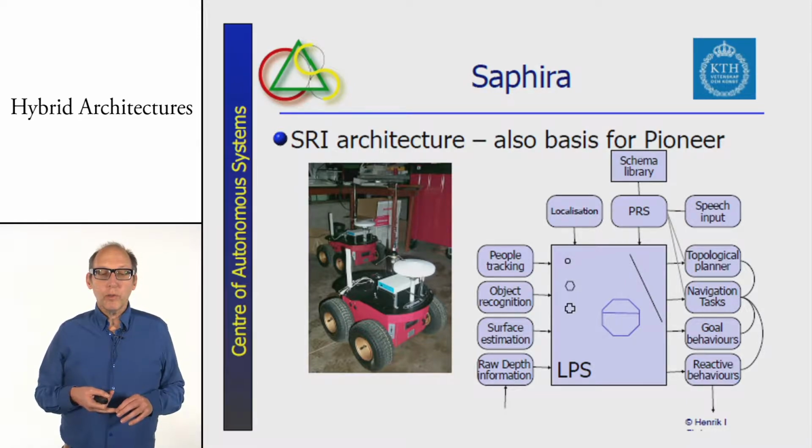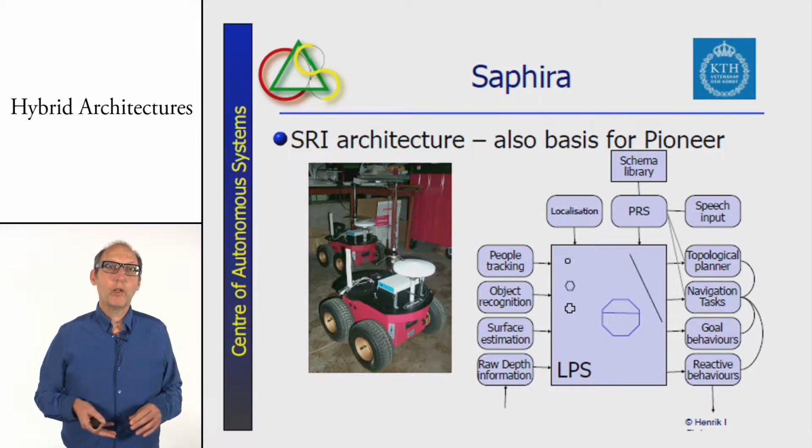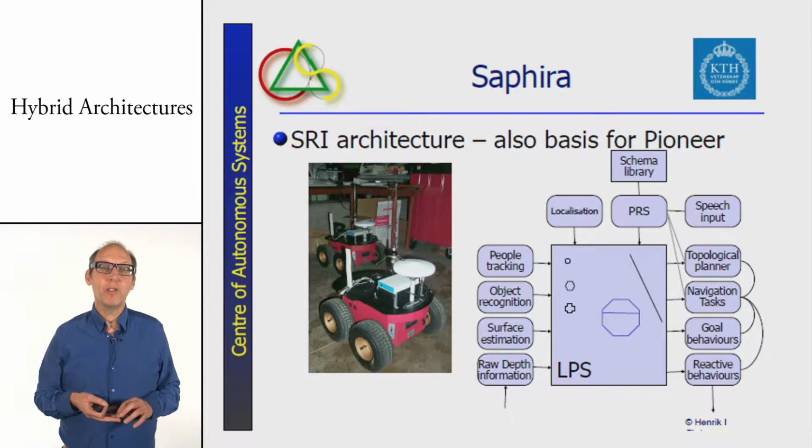This is further developed in the Saphira architecture, and that was the basis of the Pioneer robot. And the Pioneer robot is the most used four-wheeled research robot that you can see in many of our robot labs. I only worked with it in simulation, but Tino and my colleague from Oxford actually used those types of robots for multi-robot exploration.